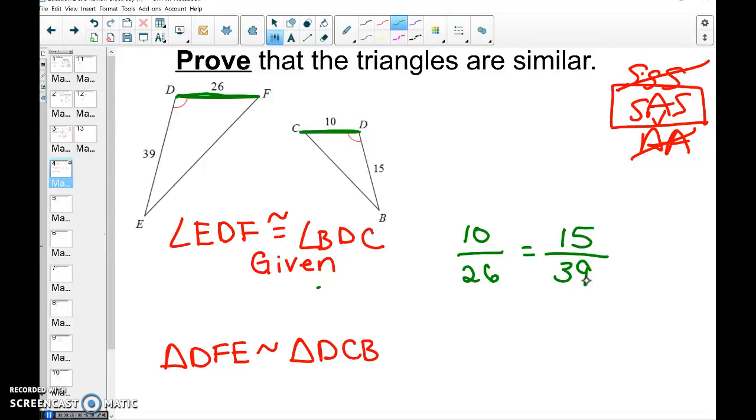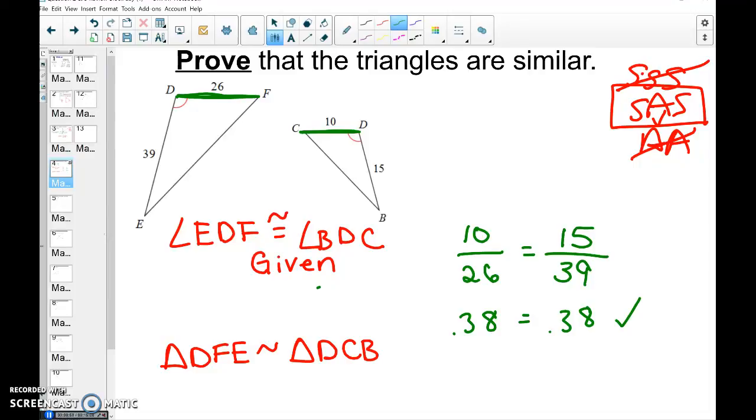Okay, now you can just solve this a couple ways. You can either do cross multiplying, which works for this one, or you can divide the numbers. I'm going to do the dividing route because that's the way I prefer. If I do 10 divided by 26, I get 0.38. I'm just going to round it. And if I do 15 divided by 39, I also get 0.38. So because those numbers match up, I have proven that those sides are proportional to each other.